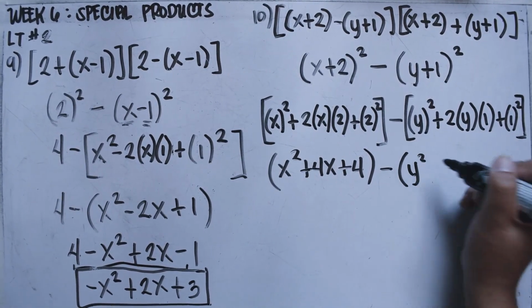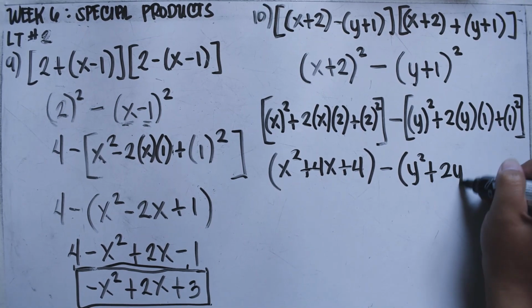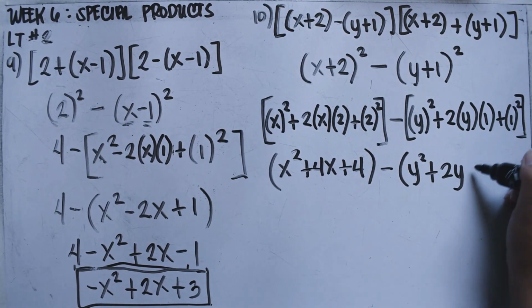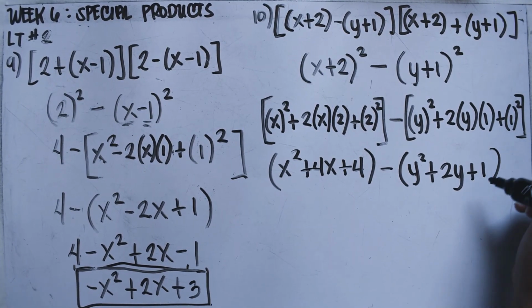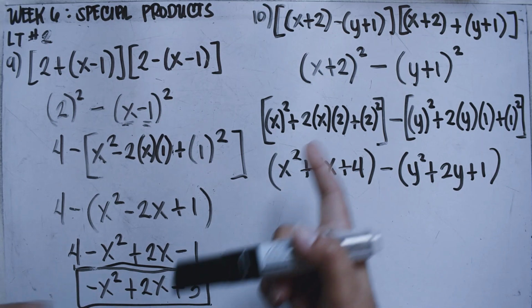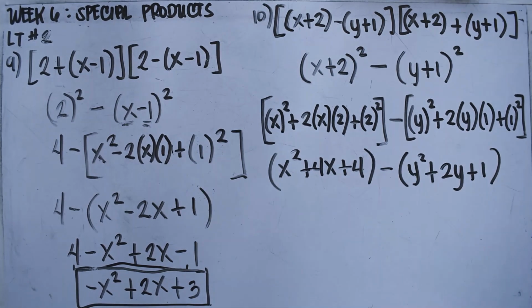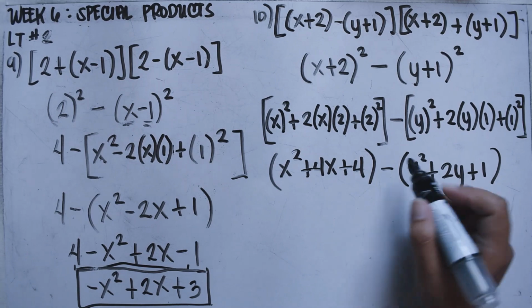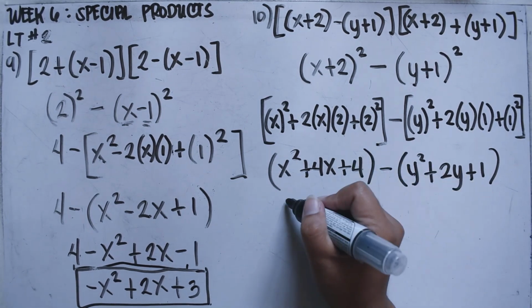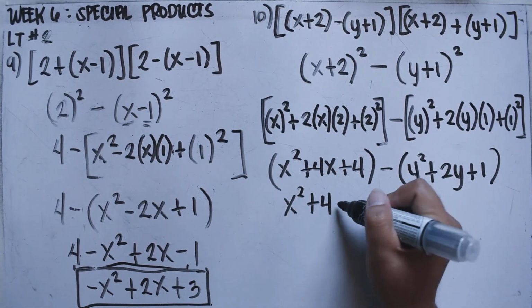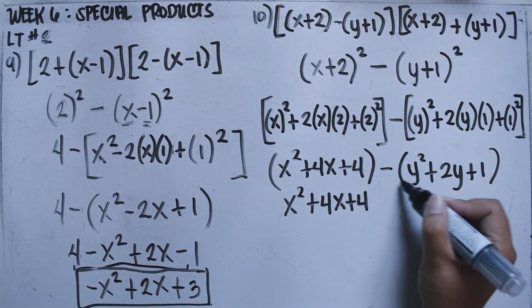So, we have y squared. Positive 2y. Kasi 2 times 1 is 2. And then, copy y. And then, positive 1. Kasi 1 times 1 is still 1. So, nasimplify na po natin yun nandito. So, what's next? Ayan, ang sunod po is i-distribute naman natin ito. So, pwede na tayong magtanggal ng parenthesis. So, we have x squared plus 4x plus 4. And then dito, i-distribute nga natin.